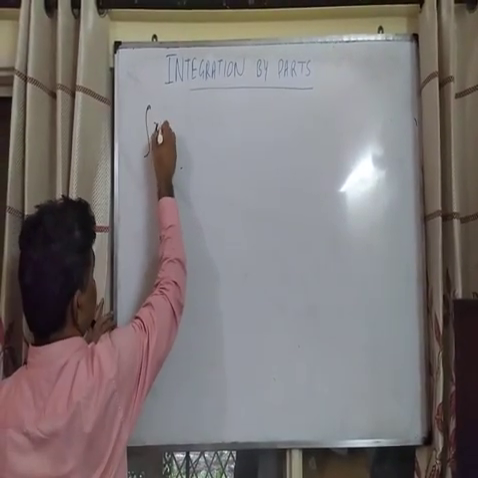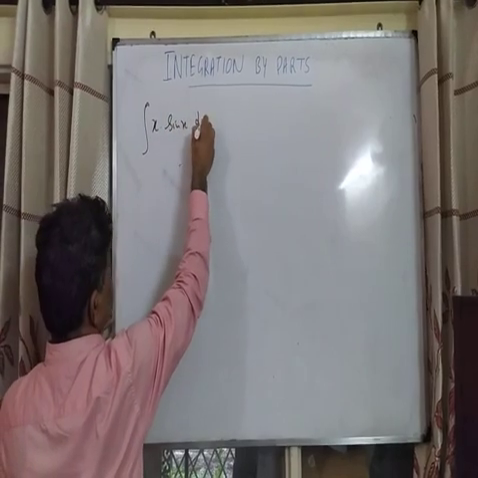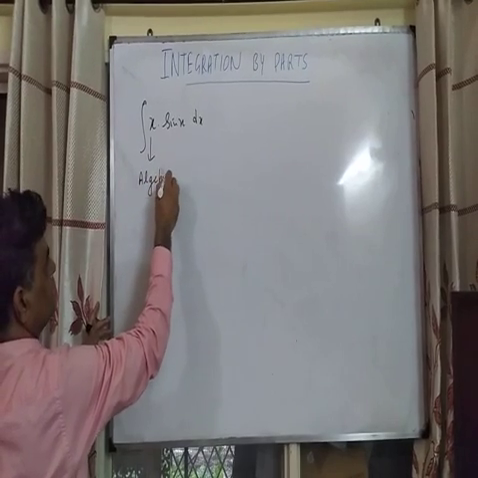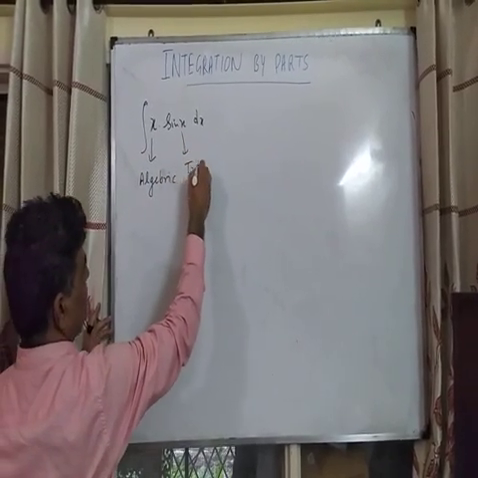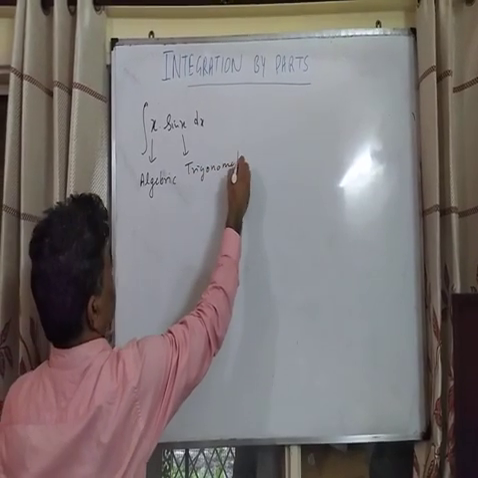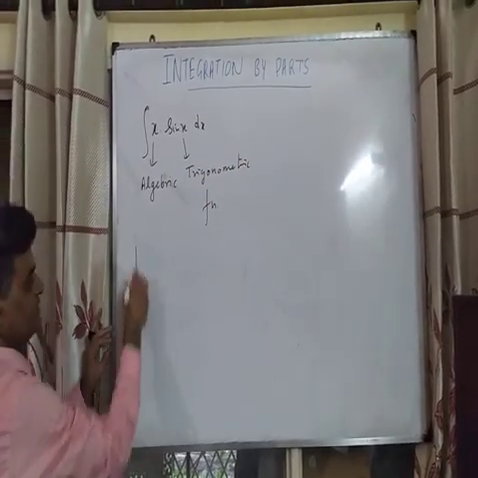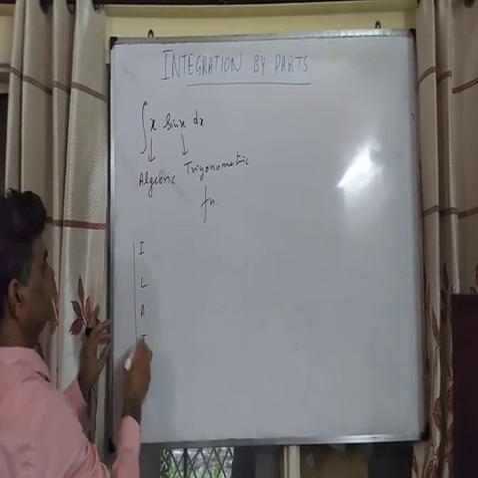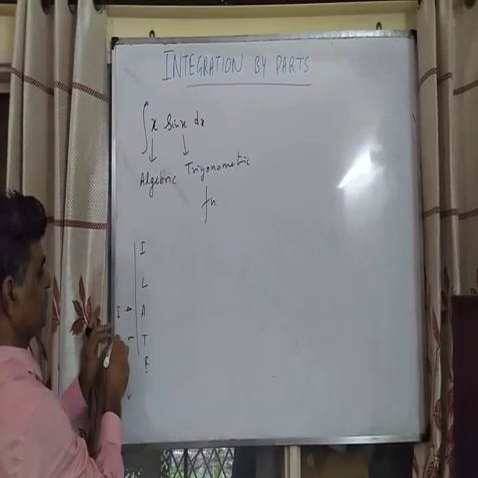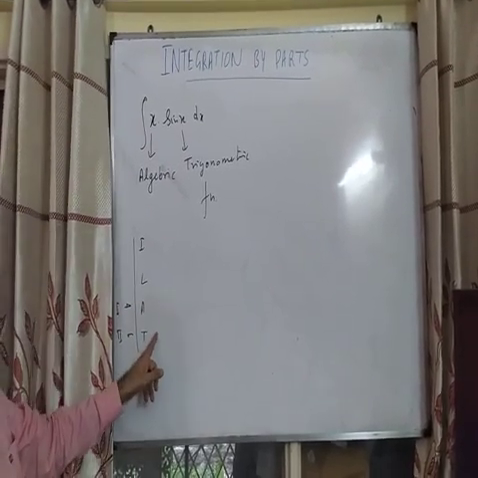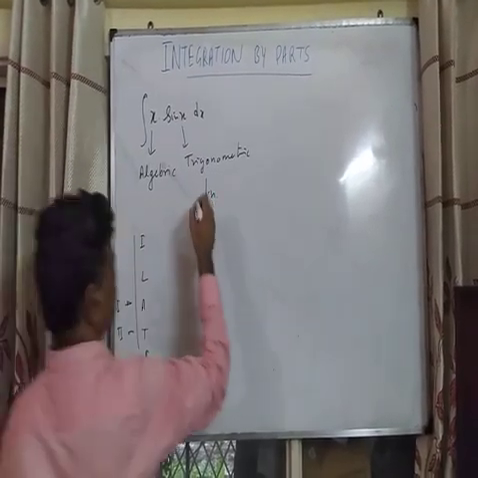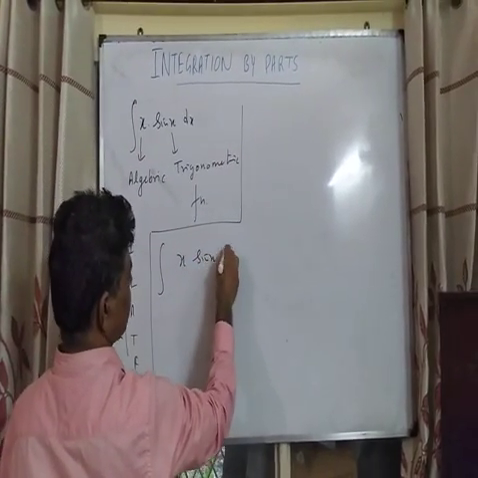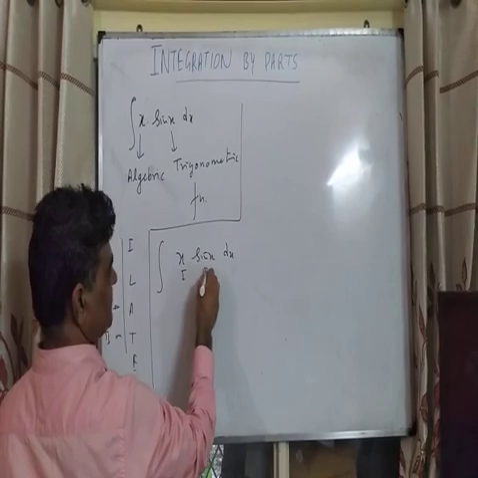Say for integration of x sin x dx. Here you can see x is an algebraic function and this is a trigonometric function. So as per ILATE, this is going to be the first and this is going to be the second function, because T means trigonometric function, A for algebraic function. It means here x sin x dx, we will take x as the first function and sin x as the second function.